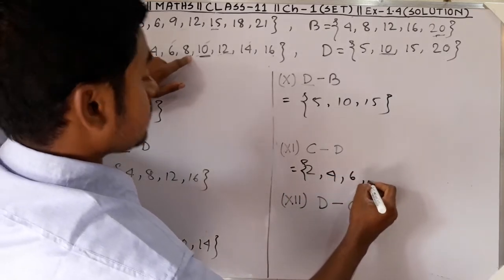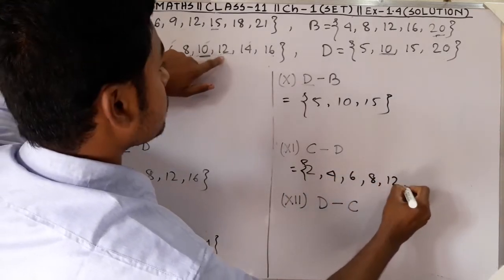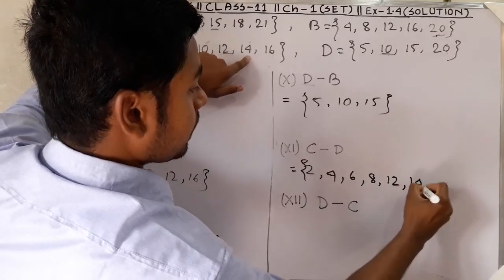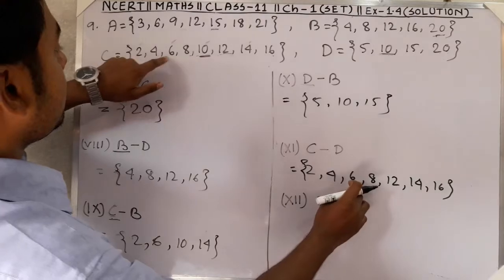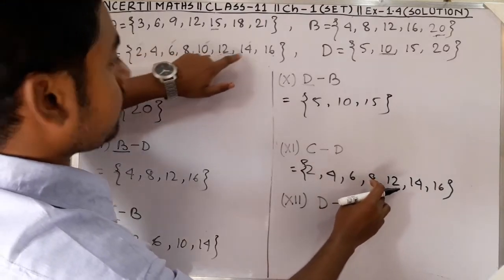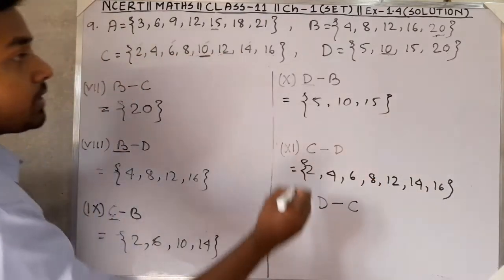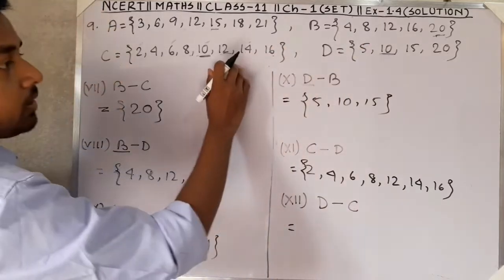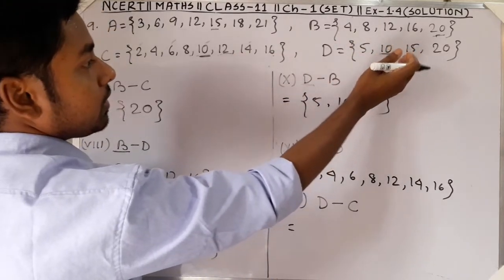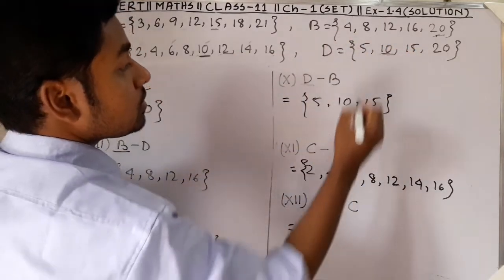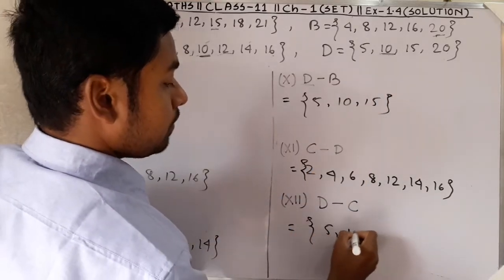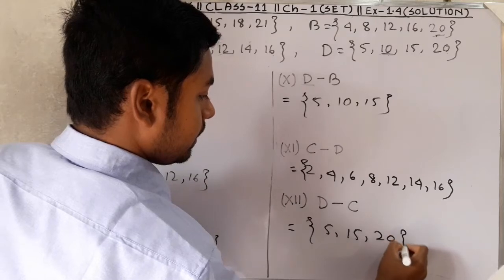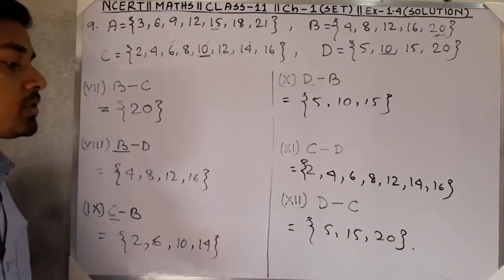4, 6, 8, 12, 14 and 16. Okay, 2, 4, 6, 8, 12, 14, 16. Okay. D minus C. So all the elements of D except common elements. So what is the common? 10 only. So 5, 15 and 20. Clear? Pause the video to note it down.